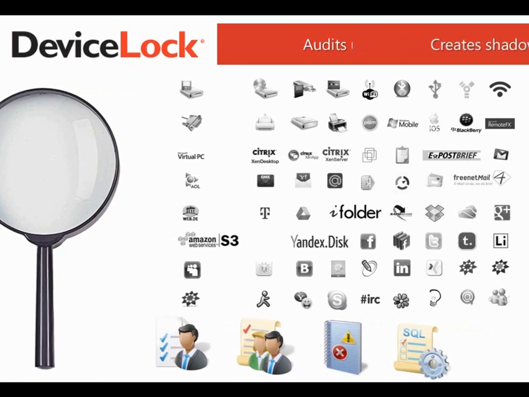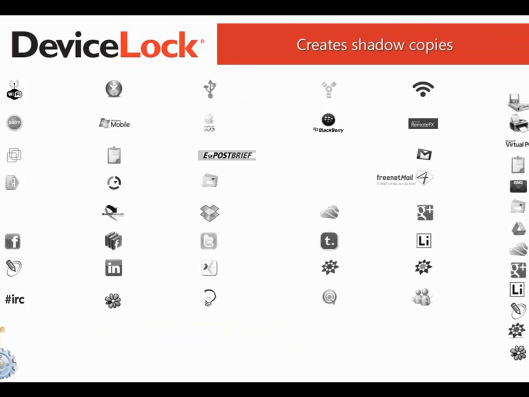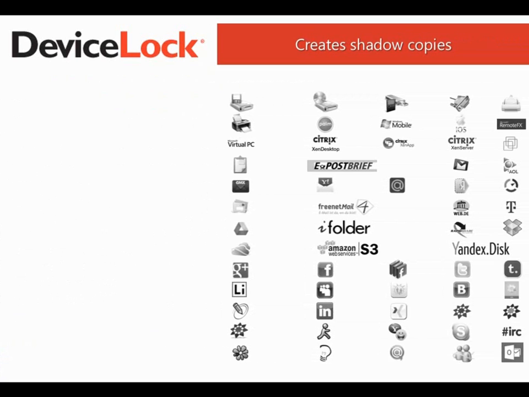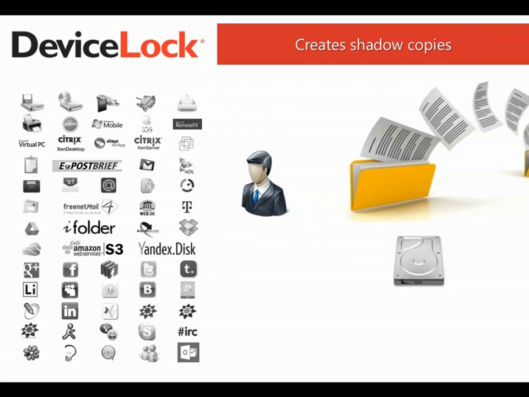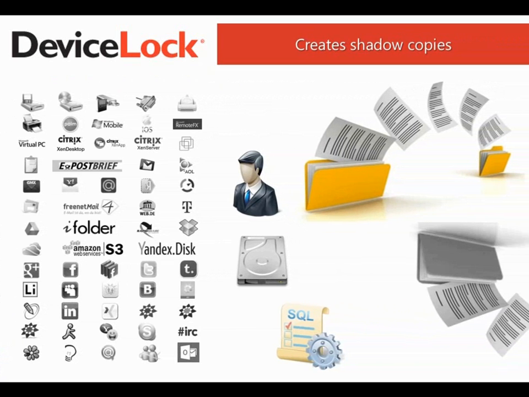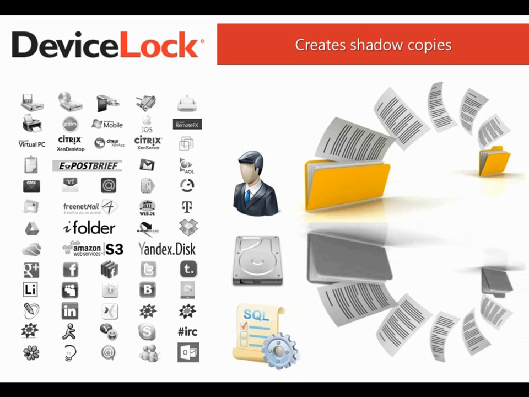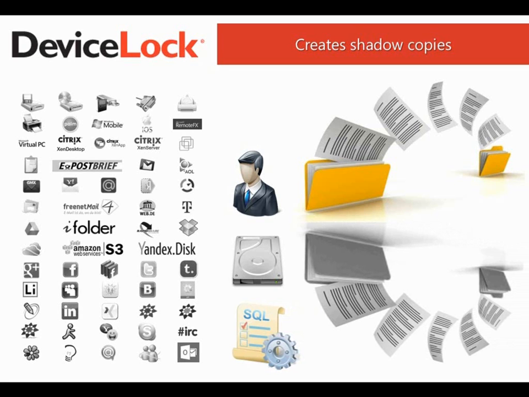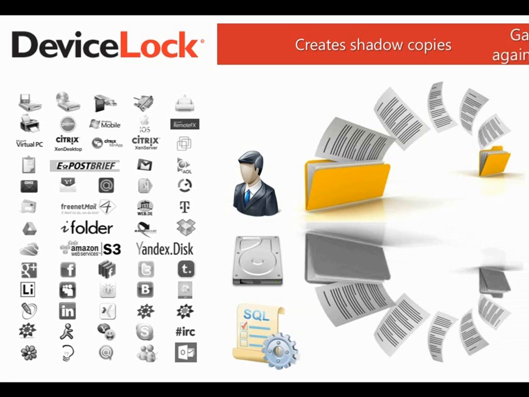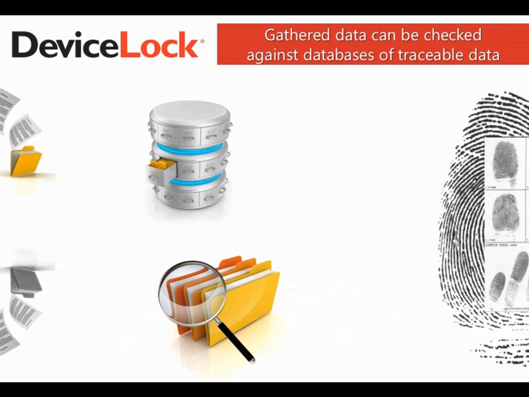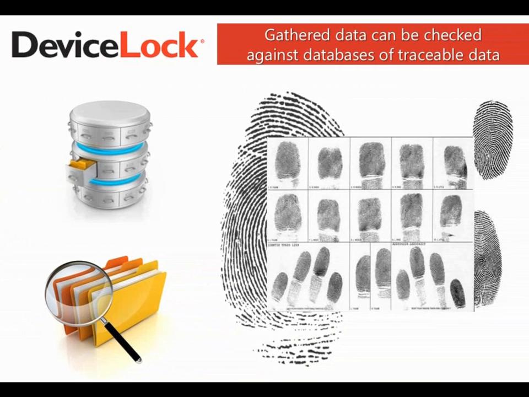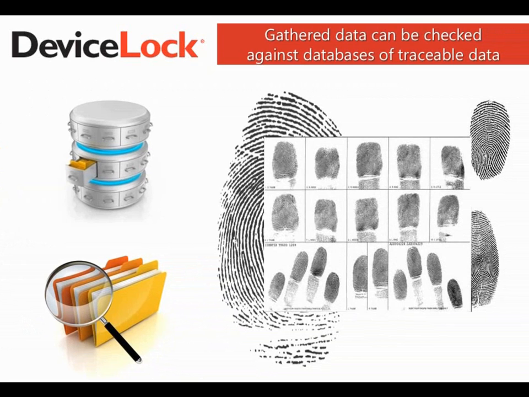DeviceLock supports data shadowing, which is the ability to mirror all data copied to external storage devices, transmitted over the network, or transferred through serial and parallel ports. A full copy of the files can be saved into the SQL database. Shadowing, like auditing, can be defined on a per-user basis. The data logged by DeviceLock can be checked against hash databases and used in computer forensics. You may also create your own database of critical files and then use it for tracing purposes.